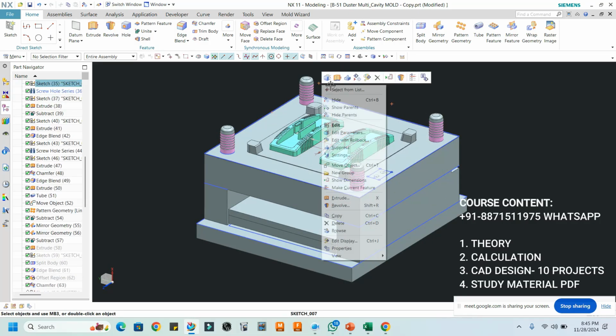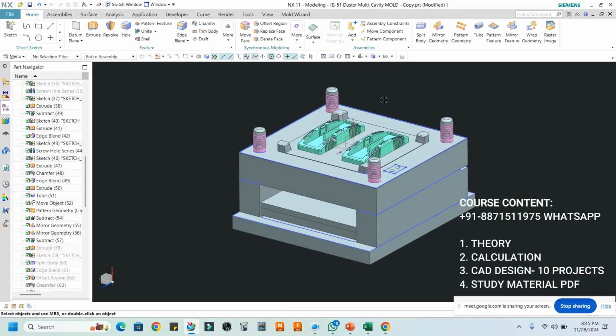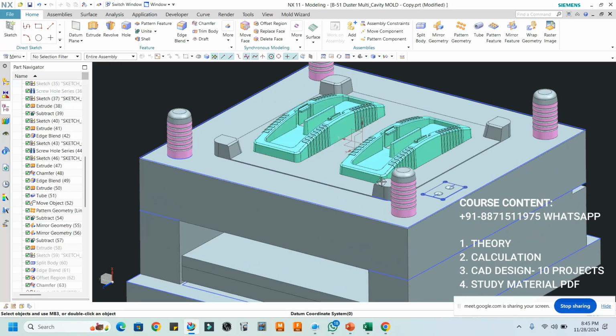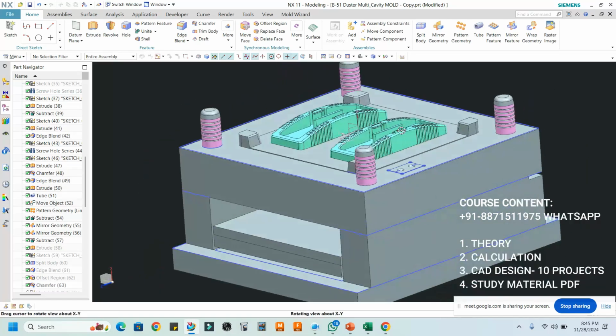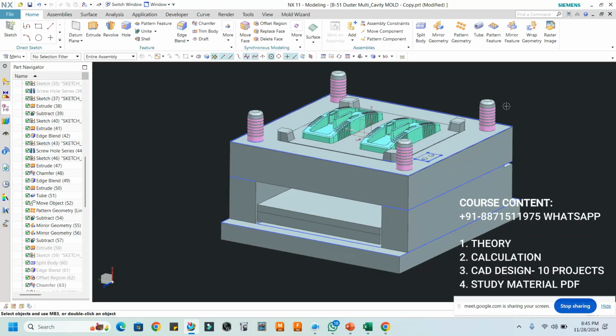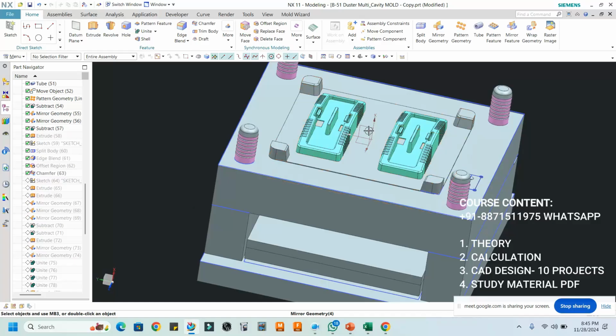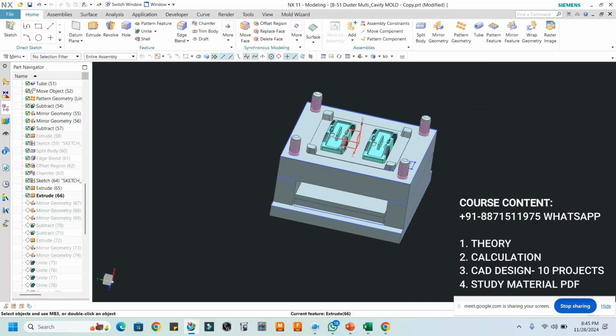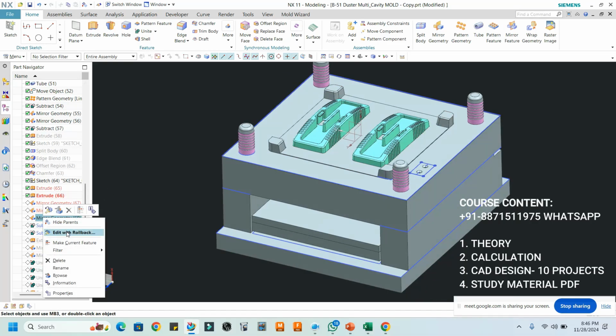Tell me, did you understand? Right now we are designing the multi-cavity mold. In the previous lecture we discussed layout selection, how to select the layout, which also depends upon manufacturing feasibility. We have a component, and another component, so we have two components here.